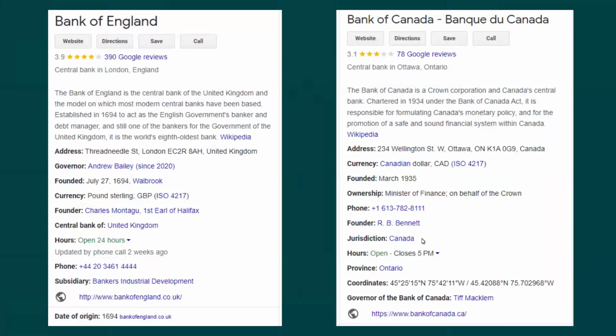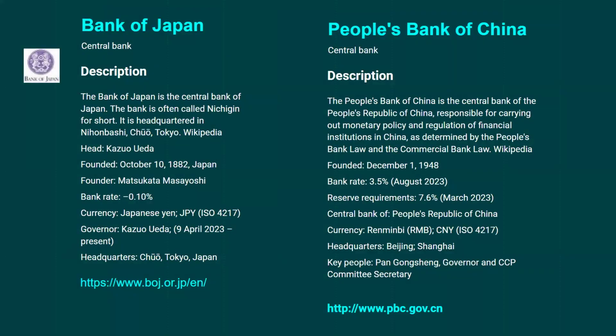Every week we do look at the calendars and we look at some of the upcoming announcements from the Bank of, let's say, England or Canada. So follow those. We have the Bank of Japan and the People's Bank of China, again, with the websites.